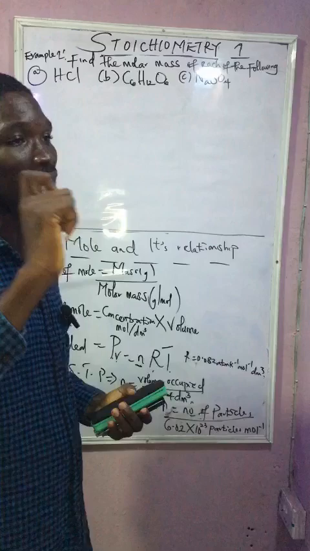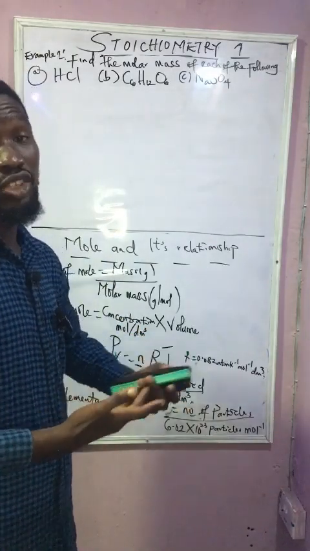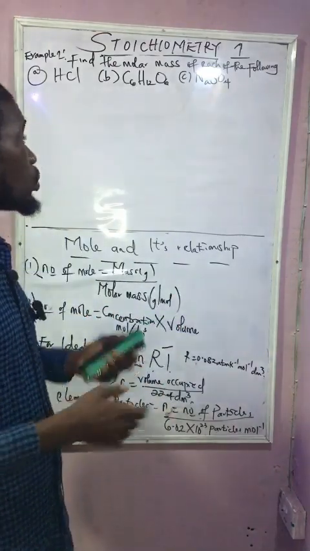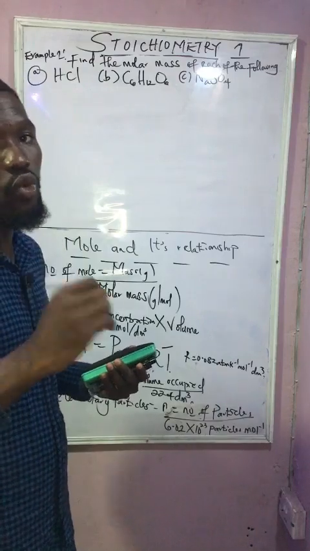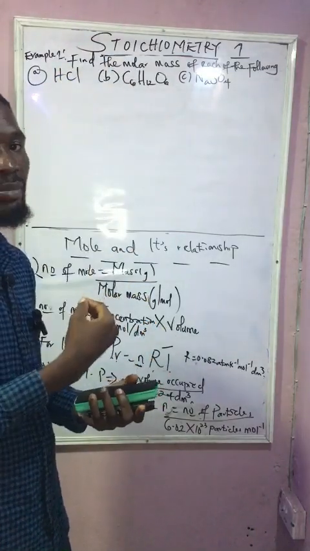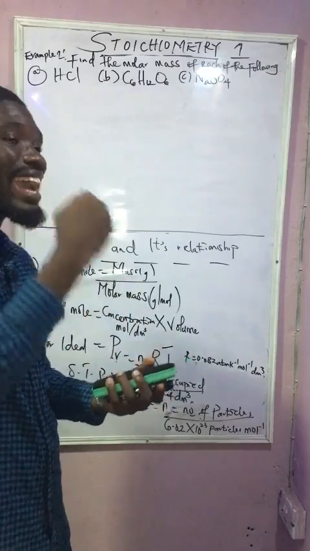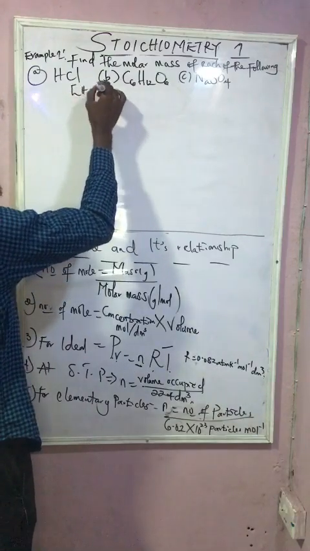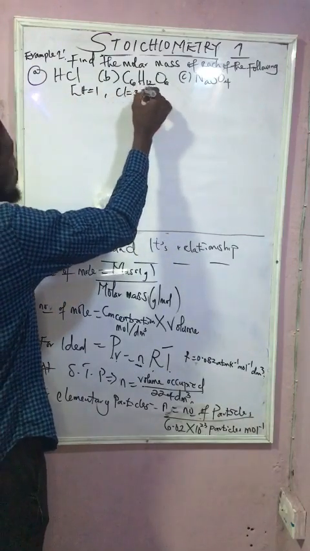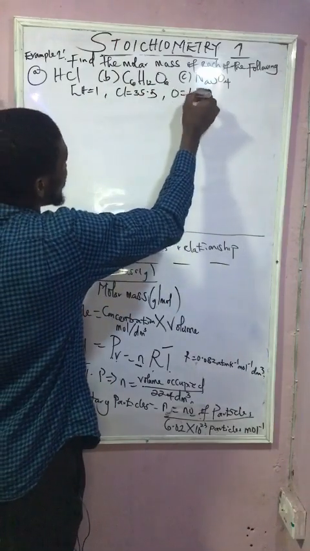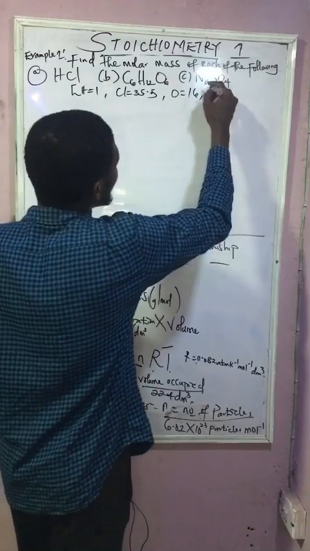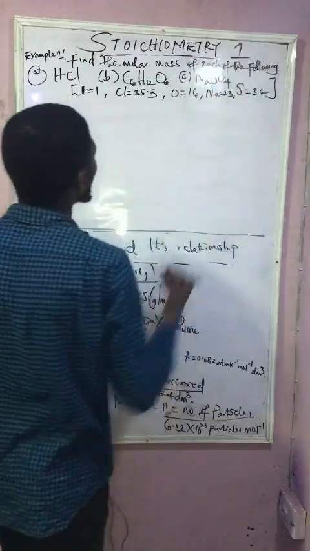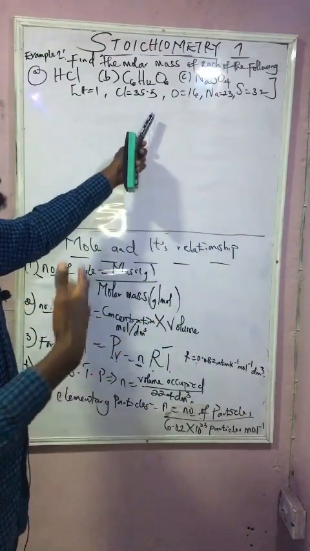But one thing, as an undergraduate, you'll be given the atomic mass, or what we call relative atomic mass, of each element. In this question we don't have it, but as an undergraduate you need to memorize the atomic numbers of the first 20 elements, or better still the first 30 elements, as well as the atomic masses. So now for H, Cl equals 35.5, oxygen is 16, sodium we have 23, sulfur we have 32.